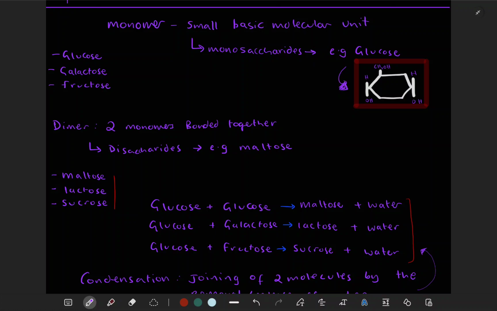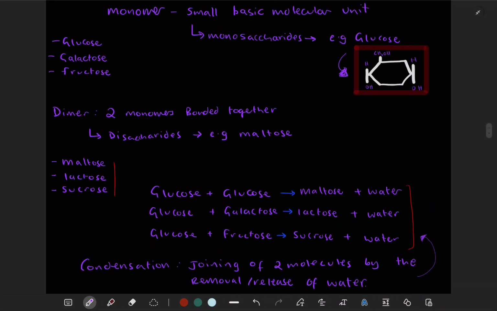Now that we've gone through monomers, we can move on to dimers. Dimers are two monomers which are bonded together. Disaccharides are dimers and they are also sugars. For example, maltose, lactose, and sucrose.